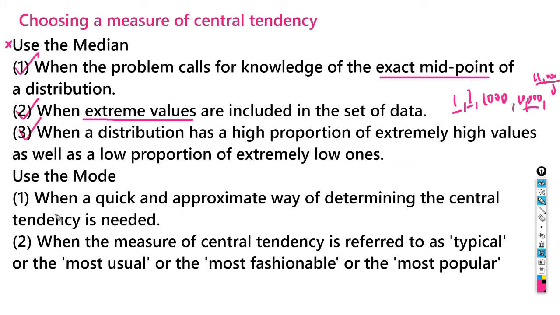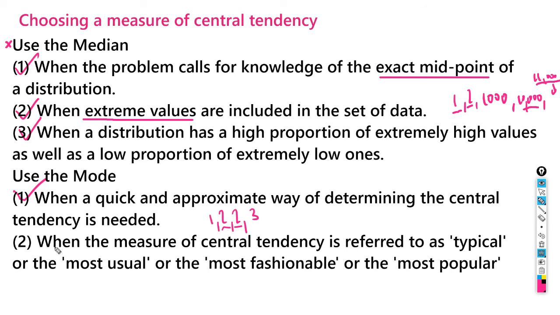And let's look at the mode. For the mode, you use the mode when you want a quick and approximate way of determining the central tendency. So for example, you want to just find what would be the central tendency really quickly. Let's say you have 1, 2, 2, and 3 here. So you'd say, okay, 2 is the mode. Quick and approximate immediately. You just get the mode, and that's when you use the mode. It's just very efficient in those cases when you want to just see what's the central tendency, what occurs the most.